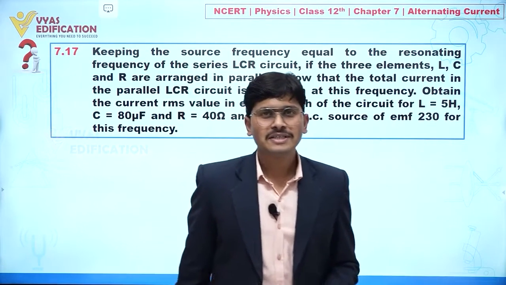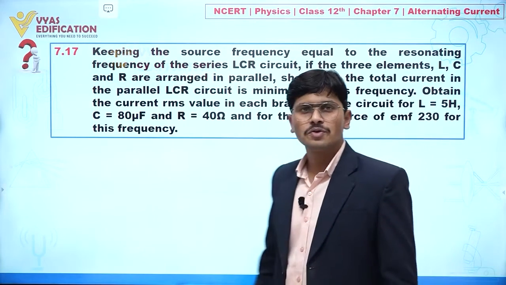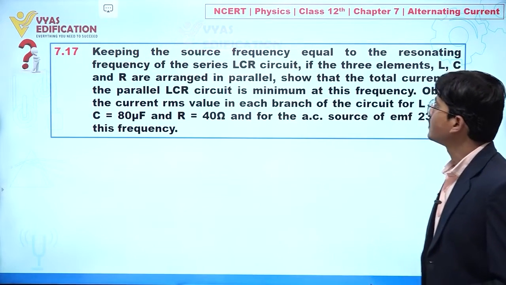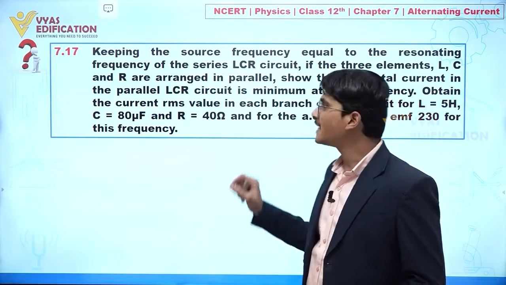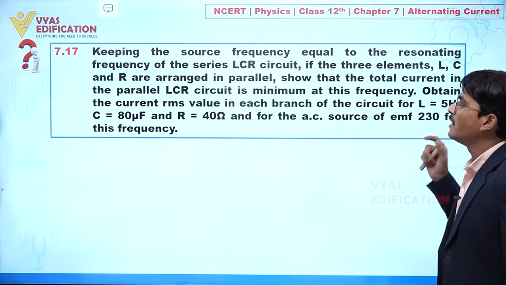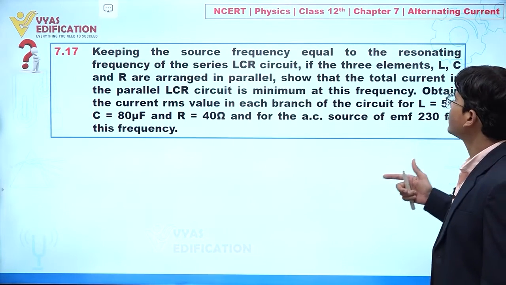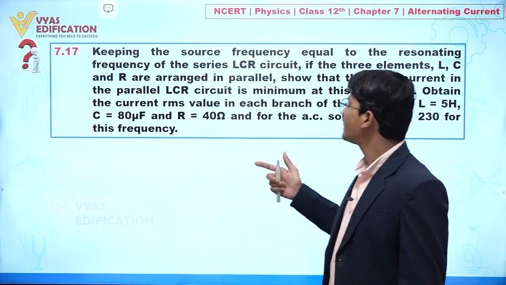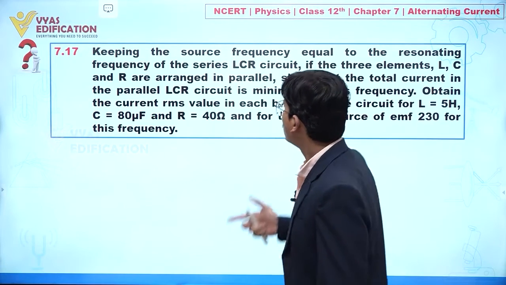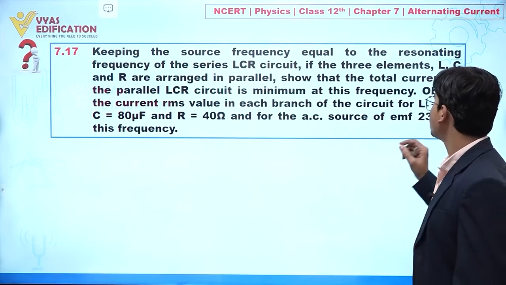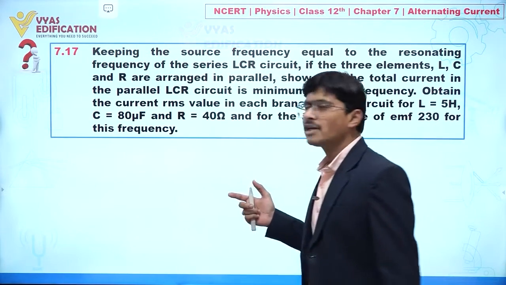Now students, we are going to discuss question number 7.17. In this question it is given that the source frequency is equal to the resonant frequency of a series LCR circuit. If the three elements L, C and R are arranged in parallel, we have to show that the total current in the parallel LCR circuit is minimum at this frequency, and we have to obtain the RMS value of the current in each branch of the circuit for L equal to 5 Henry, C equal to 80 microfarad and R equal to 40 ohm.